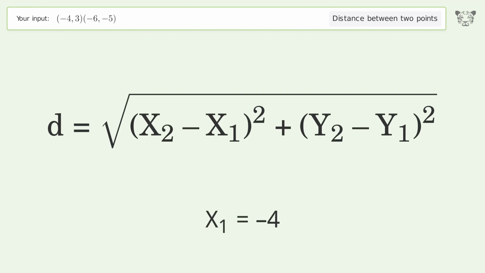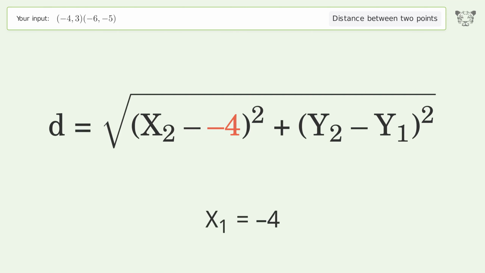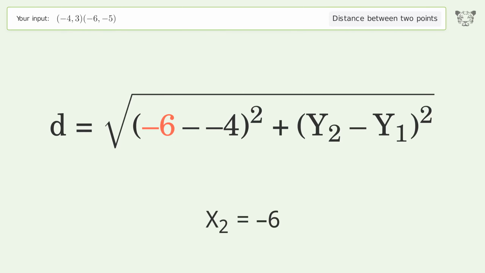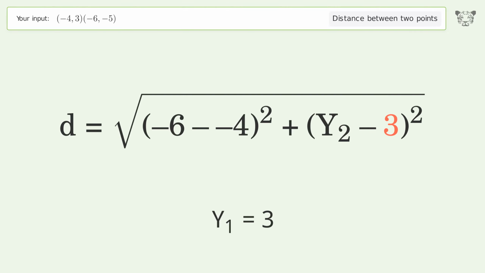x1 equals -4. x2 equals -6. y1 equals 3. y2 equals -5.